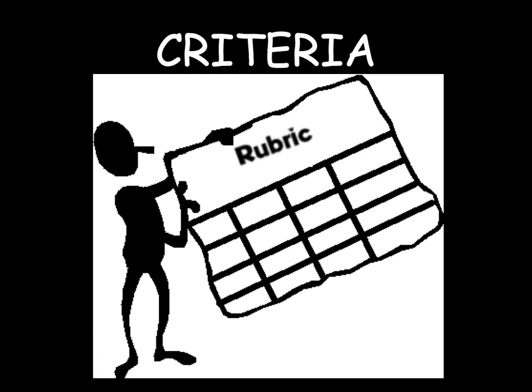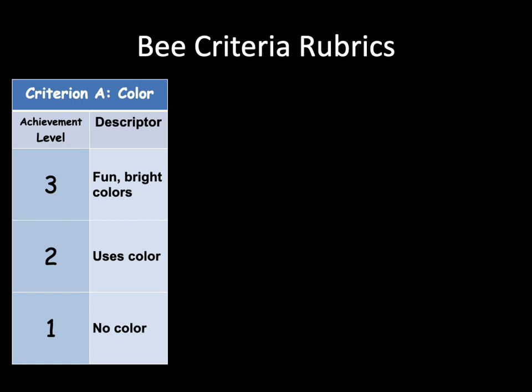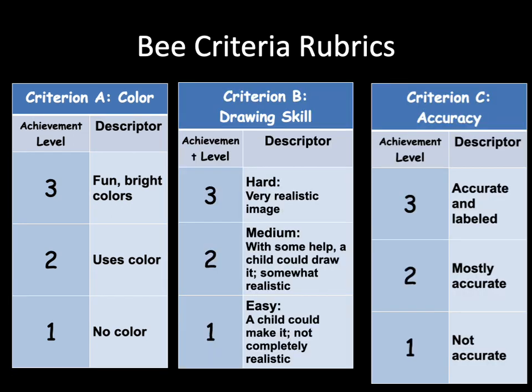So with this bee drawing, the first criterion we're going to look at is color, and we're going to develop a rubric. If you look here, we have three different achievement levels. A level 1 uses no color, level 2 uses color, and level 3 uses fun, bright colors. If we look at the next two, we have drawing skill and accuracy. So we're going to look at these.